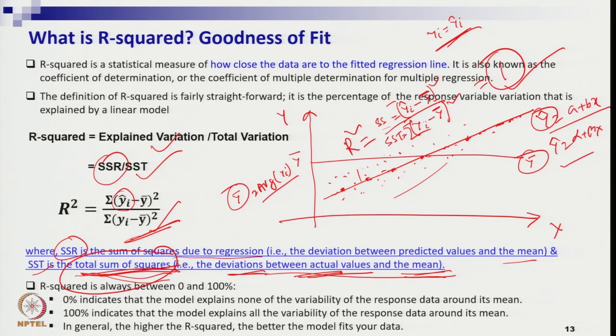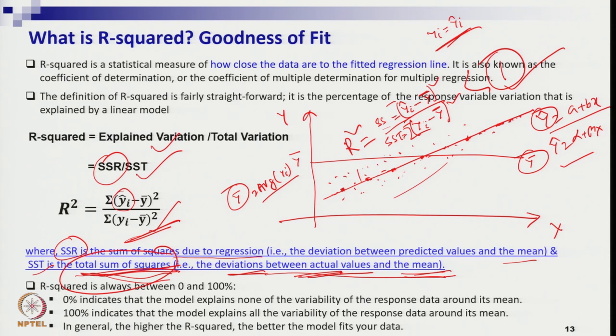But in practice, what happens? All points may not fall, and generally they will not fall on the line. Only a couple of points will fall on the line. Therefore, R square will be less than 1. There you will try to find what your R square value is.